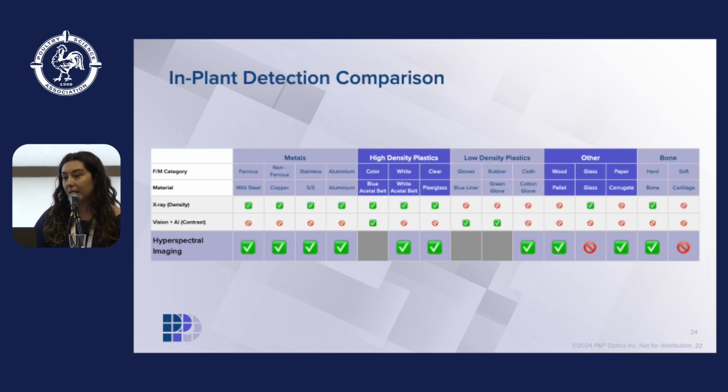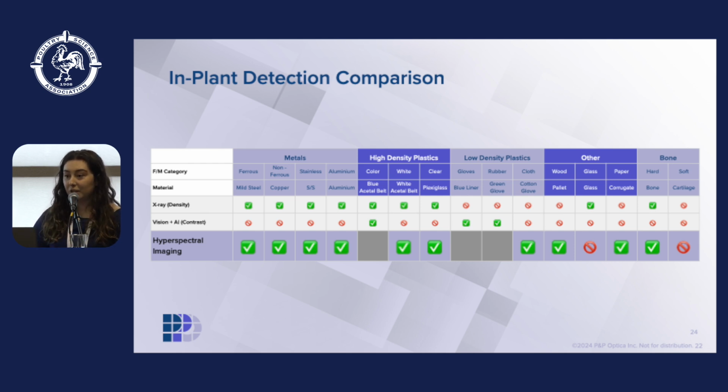We did an in-plant comparison at one of our other partner production facilities comparing these three types of technologies. This was done using sized foreign materials on product that was scanned through each of the systems. If it was detected at a reasonable detection size, it's given a check mark. That's what this table is representing.